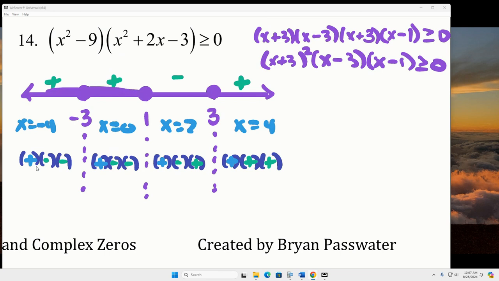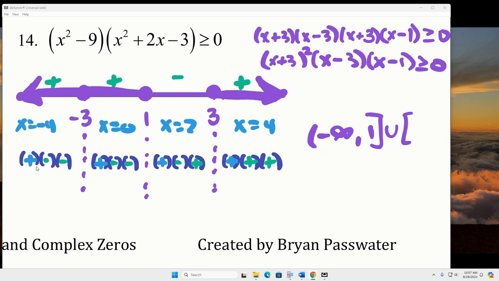Alright, so on this one I'm looking for greater than or equal to all those little pluses. And so I'm going to go from negative infinity to 1, and I am going to include 1. And then 3 to infinity, and I'm going to include 3. Alright, so what questions do you guys have?